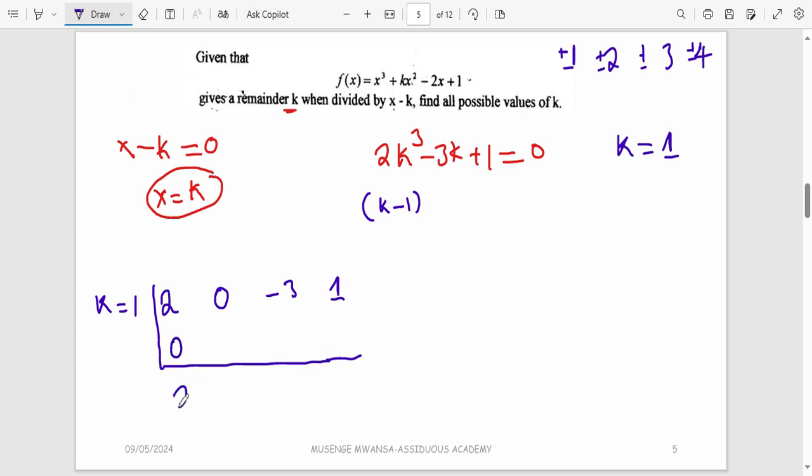2 plus 0 is 2. 2 times 1 is 2. 0 plus 2 is 2. 2 times 1 is 2. Negative 3 plus 2 is a negative 1. Negative 1 times 1 is a negative 1. The remainder should always give you a 0.